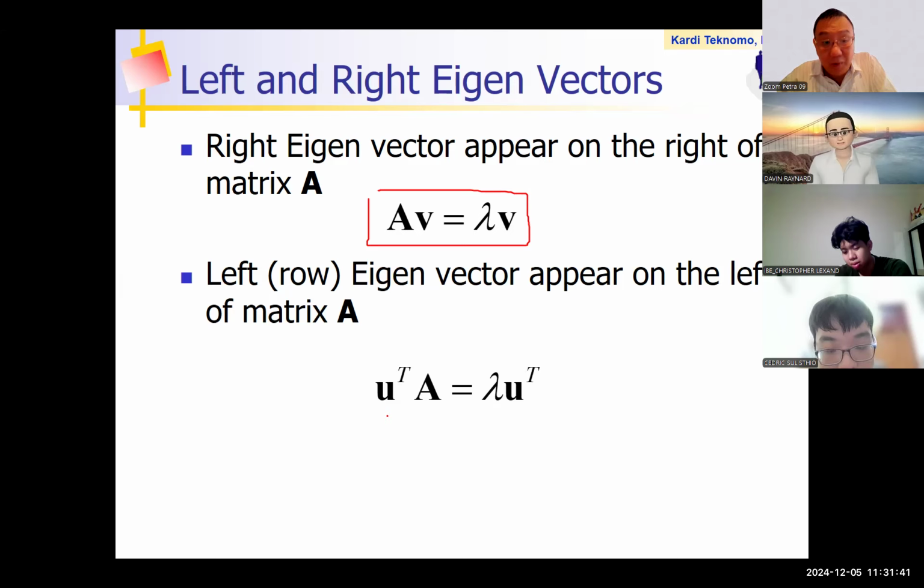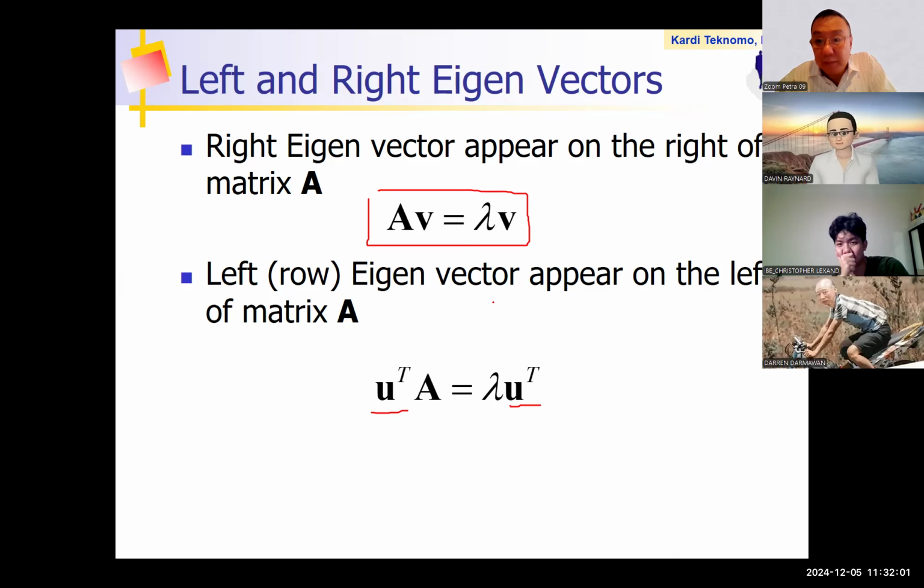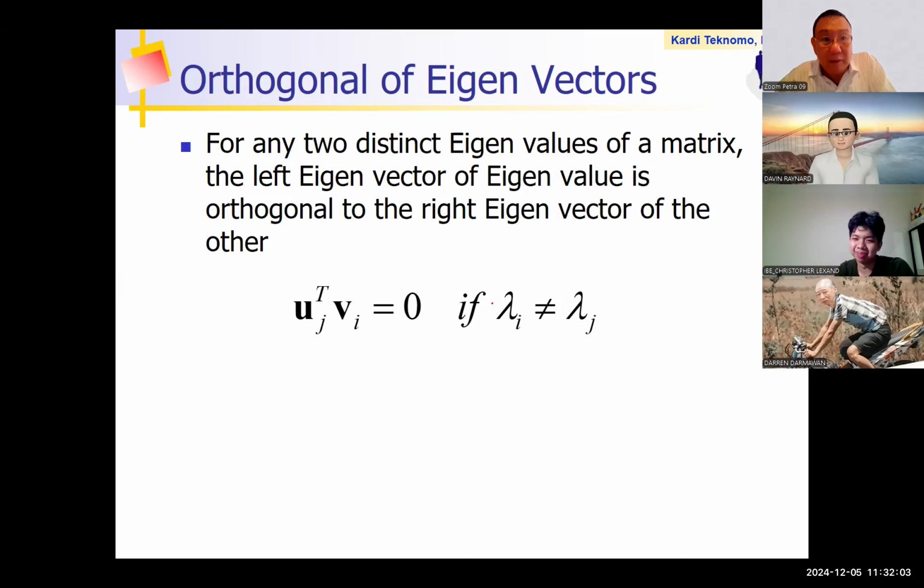But be careful. Left means this must be a row vector, so this must also be a row vector. So it is also possible to get the left eigenvector.